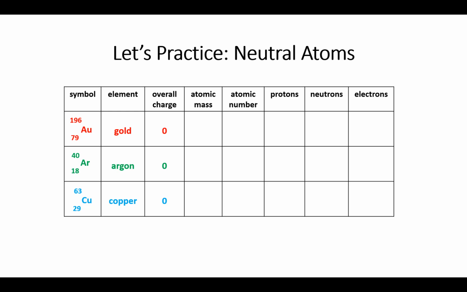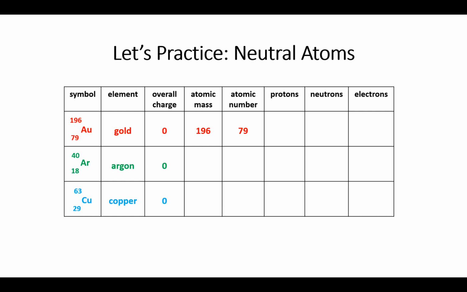This time we're going to focus in on gold. Let's look at just the first row, okay? Based on what you see with the atomic symbol, can you please figure out the atomic mass and the atomic number for this isotope of gold? All right, here's your answers. Atomic mass, 196, atomic number, 79.